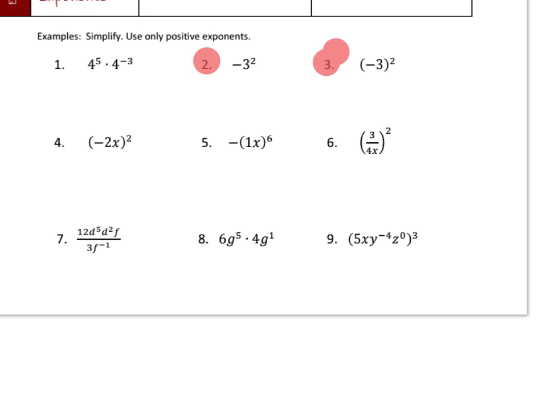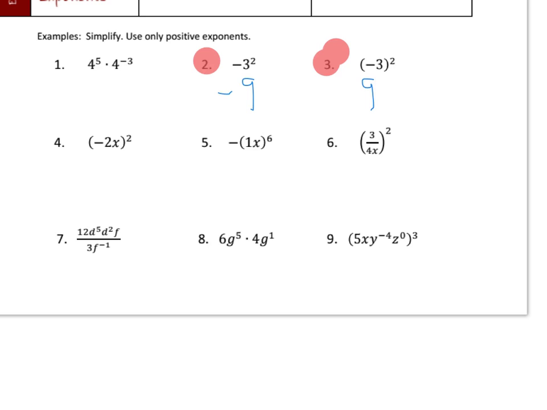So if you were to type number 2 and number 3 into your calculator exactly as you see them, you would get -9 for number 2 and +9 for number 3. Okay, so why are you getting 2 different answers here when you know in your heart that it's probably positive? Well, stop and think about that parenthesis right there.